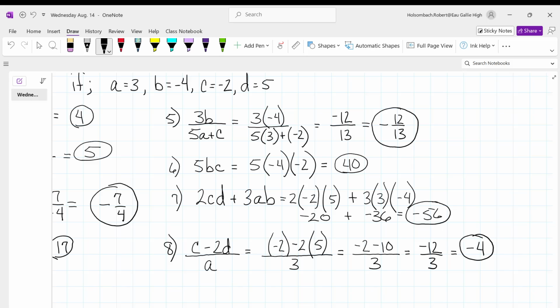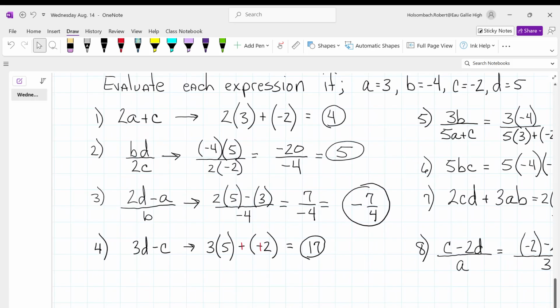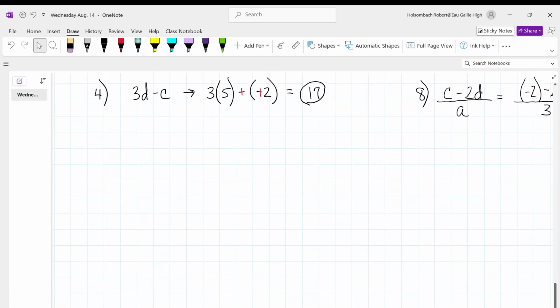All right, so any questions on any of those examples? All right. Then your practice problems for today. Now you want to write this down, okay? Practice. It's going to be page P10, 1 through 8. Page P10, 1 through 8.